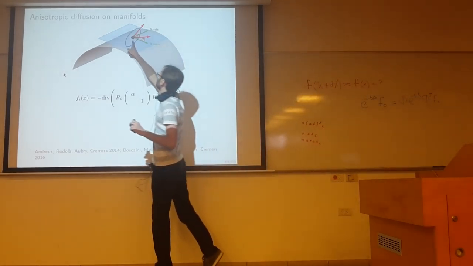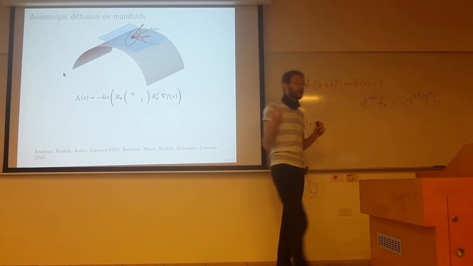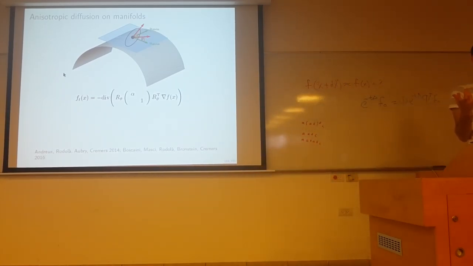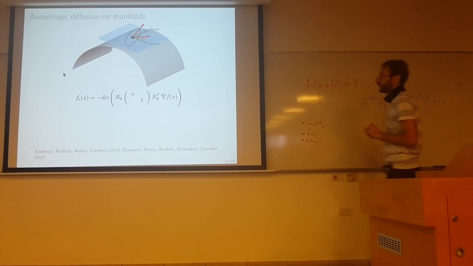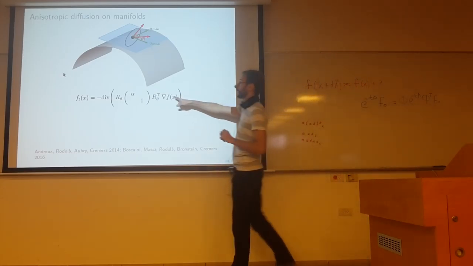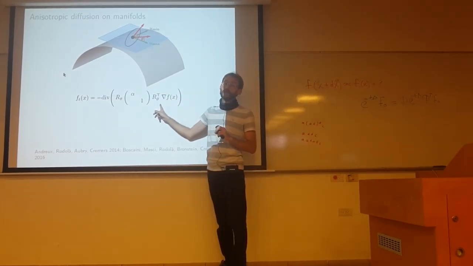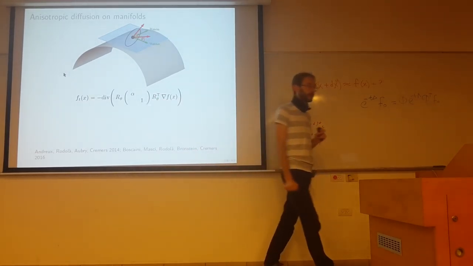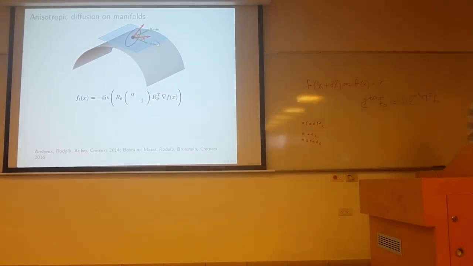So the gradient is a tangent vector field. Basically, the gradient is a vector in the tangent space. And the anisotropic tensor is just a matrix that does something to this gradient vector at each point. In particular, we consider a matrix that looks like this. We take the gradient direction, we rotate it by angle theta, we scale it by a factor alpha, and rotate it back by theta. So this creates some anisotropy that looks like this.